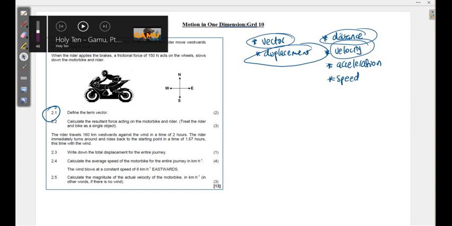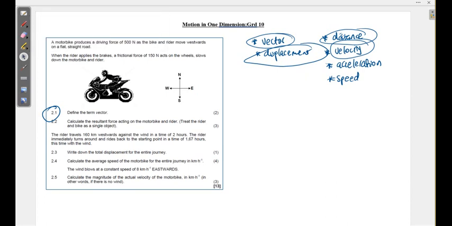So we have a motorbike here, right? We have a motorbike which is producing a driving force of 500 newtons as the bike and rider move west, right? When the rider applies the brakes, a frictional force acts on the wheels, slows down the motorbike and the rider. So calculate the resultant force acting on the motorbike and rider. Treat the rider and the biker as a single object. Okay, that one relates to your vectors, the addition of vectors.